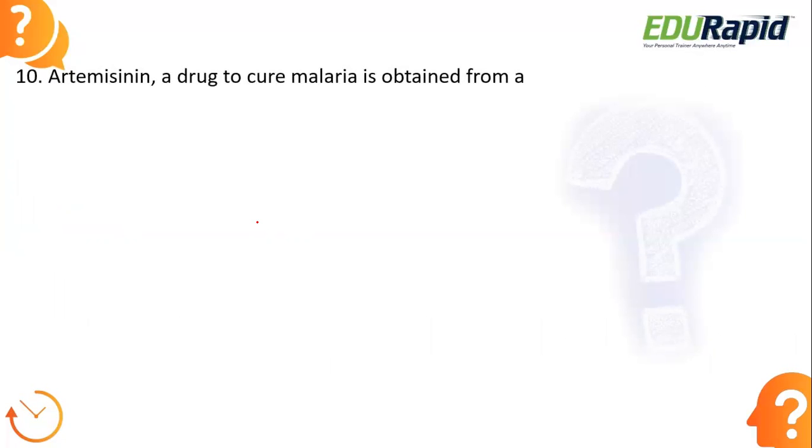Okay, moving to the next question now. Artemisinin, a drug to cure malaria, is obtained from a seed plant, fungus, bacterium, moss.